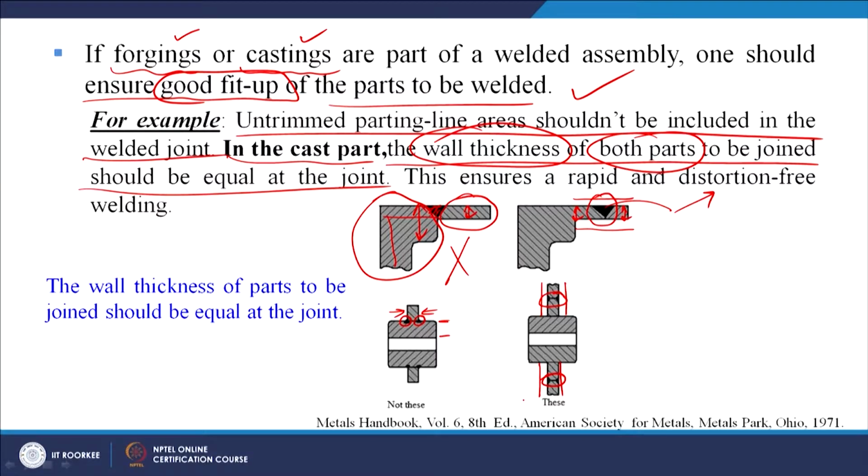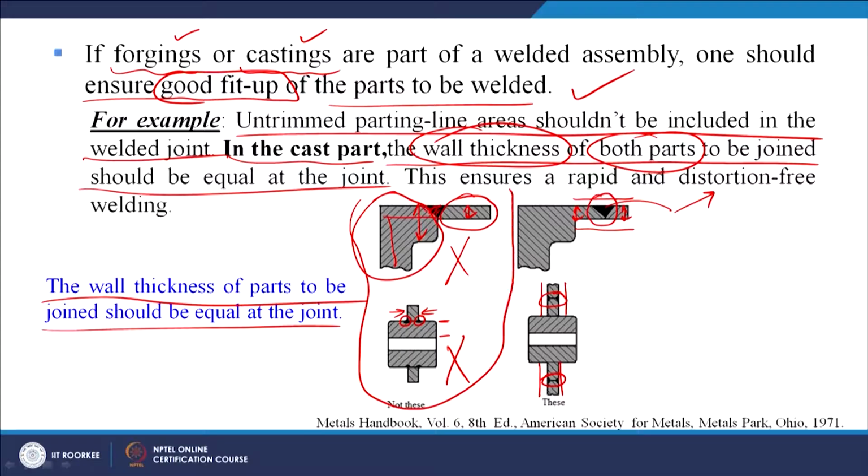So the wall thickness of parts to be joined should be equal at the joint. This is the guiding principle. Two examples are given. So these two are not recommended, because we are trying to weld together unequal thickness. Here the wall thickness is the same, and in this case also the wall thickness is the same. Now let us see another guideline.